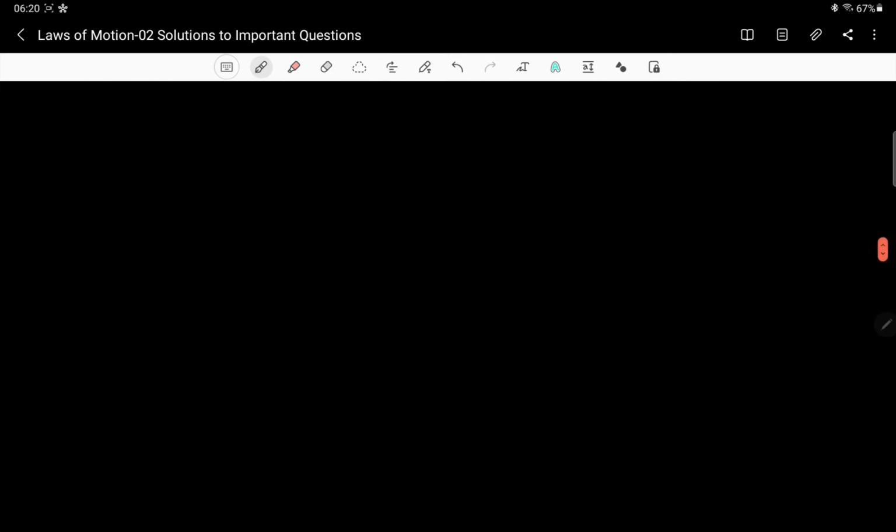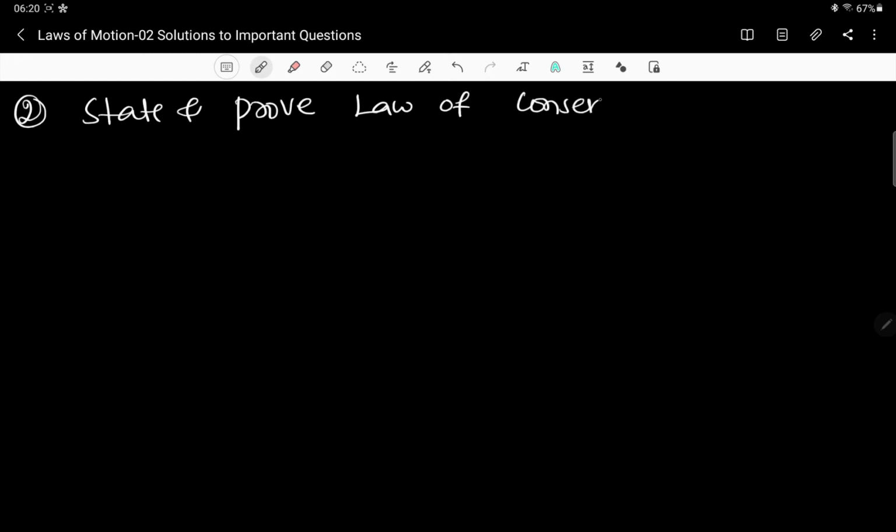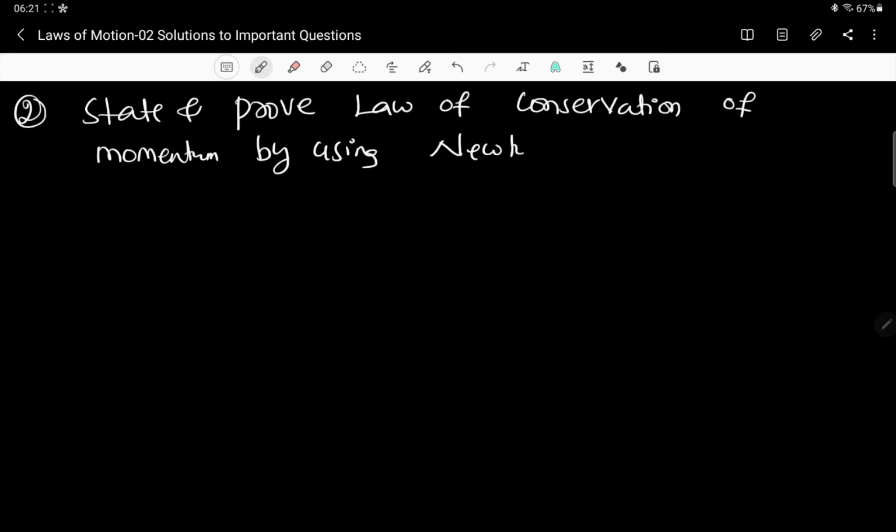All right, then the second question is like this. What is the second question? State and prove the law of conservation of momentum by using Newton's third law of motion. You have to state also, and you have to prove it.